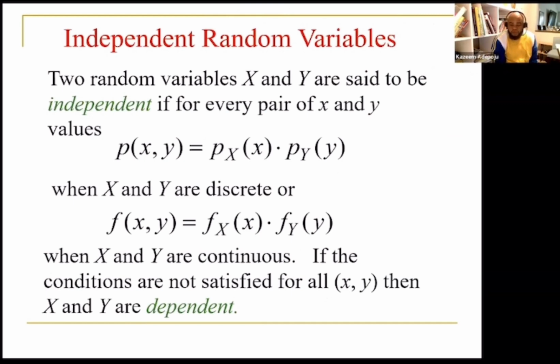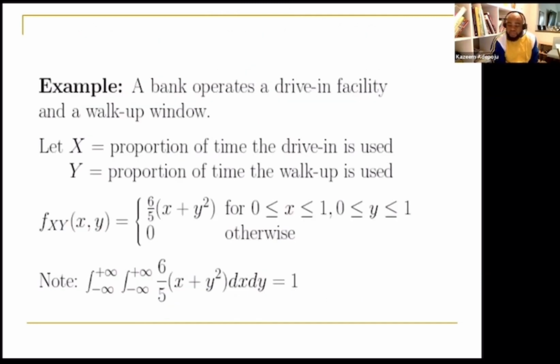Now, I told you the other time, the idea of the joint PDF or PMF will enable us to investigate whether there's a relationship between the two variables. If you take a look at this, we want to say, is there any relationship between the proportion of time the drive-in facility is used in a bank and the proportion of time the walk-up facility is used? Is it going to be more of this, more of that, or less of this, less of that, or more of this, less of that? Without having a joint probability function, there's no way we will be able to do that.